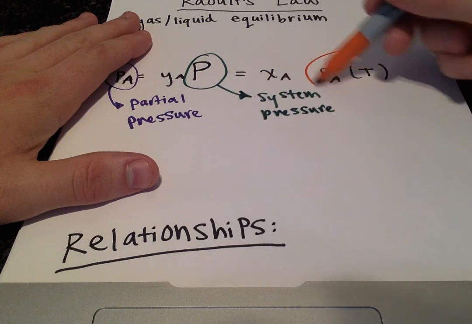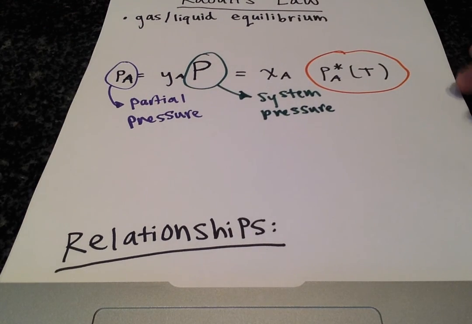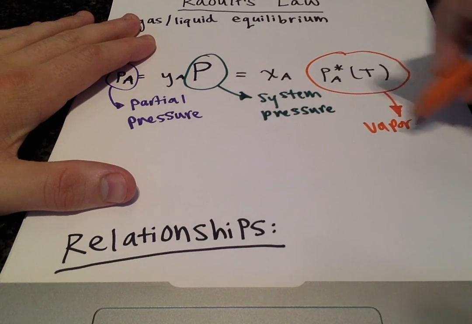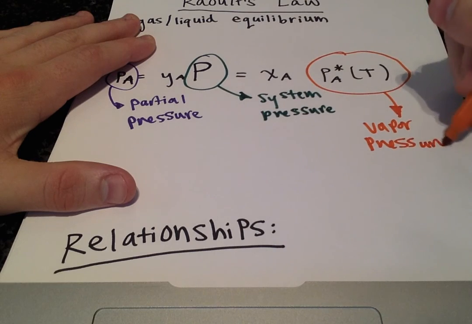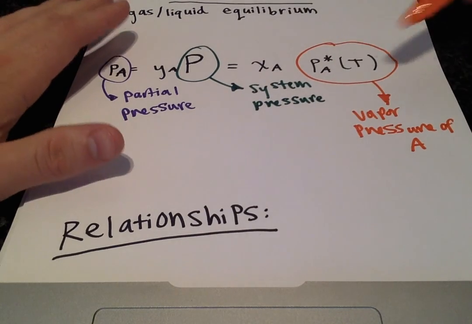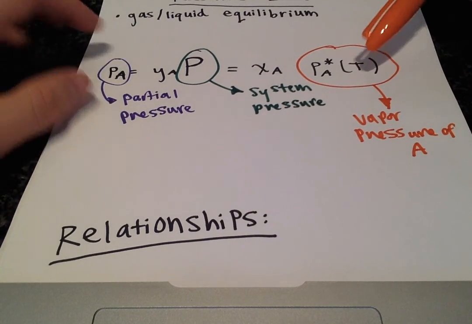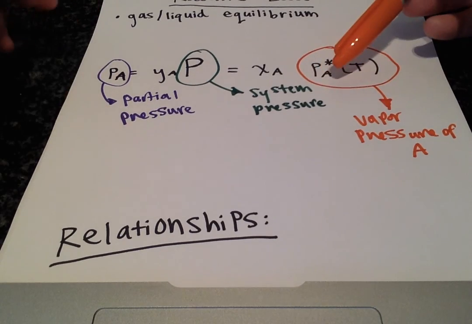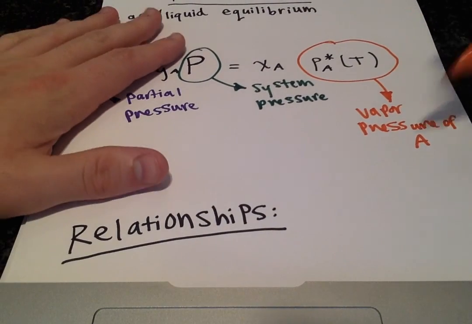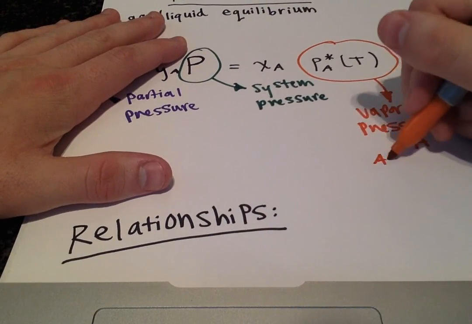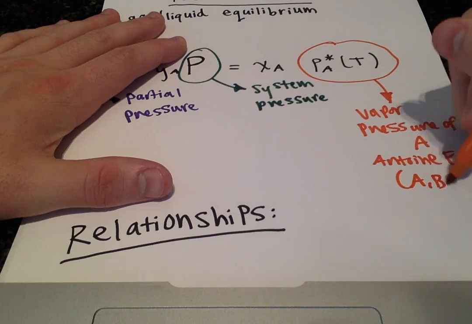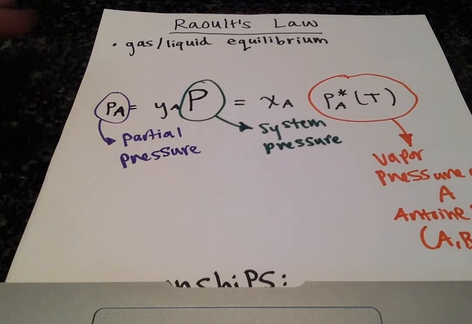Okay, and this should look a little familiar if you watch the videos on the Antoine equation. This is our vapor pressure of A. This is the vapor pressure of the pure component A at a certain temperature, and remember the units. Temperature is degrees Celsius, the pressure is millimeters of mercury, and all we're going to be doing for that is using the Antoine equation with the constants A, B, and C.